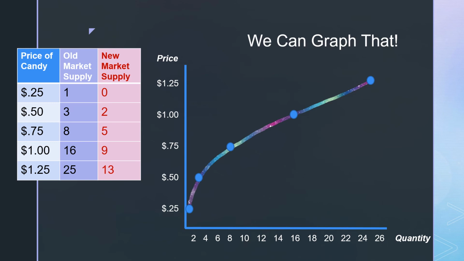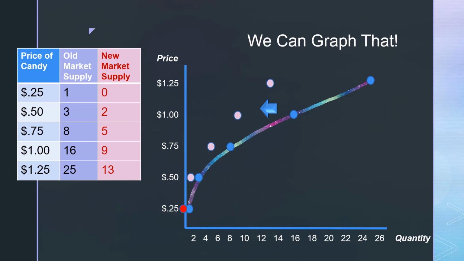So for our new market supply curve, you can see here at 25 cents, we're not going to be providing anything. We're to the left, right? We're at 0. At 50 cents, we're only going to supply 2. We used to supply 3. At 75 cents, we're only doing 5. We used to have 8. At $1, we're only doing 9. And at $1.25, we're only doing 13.